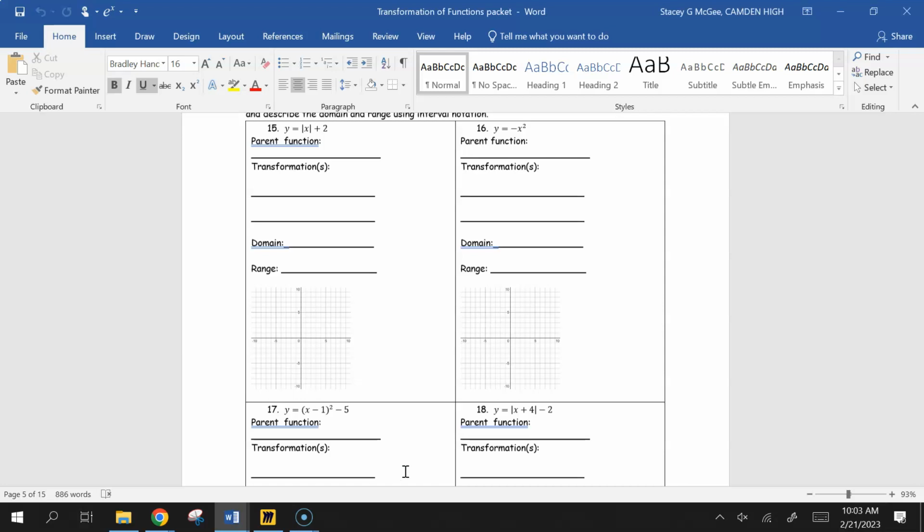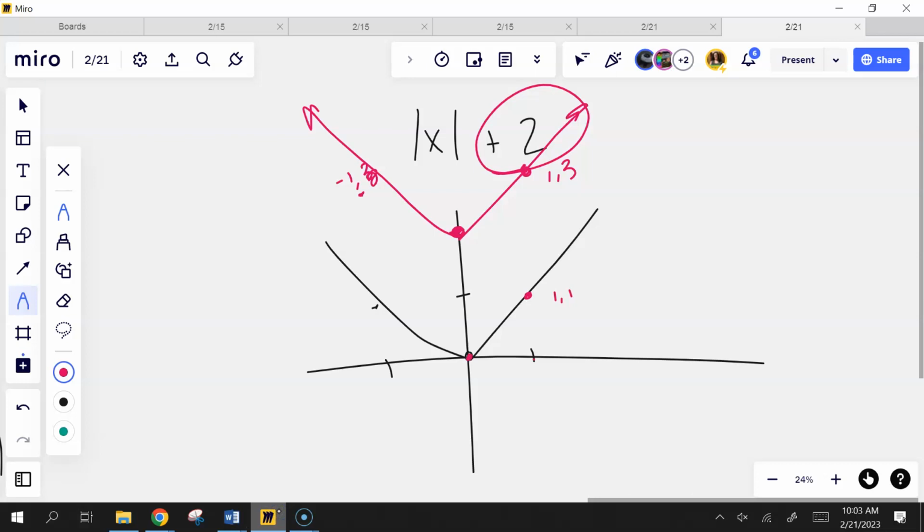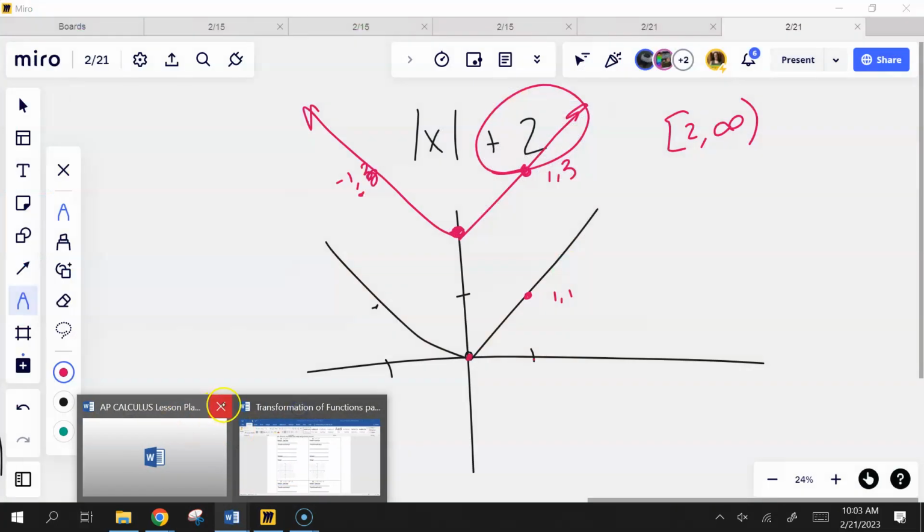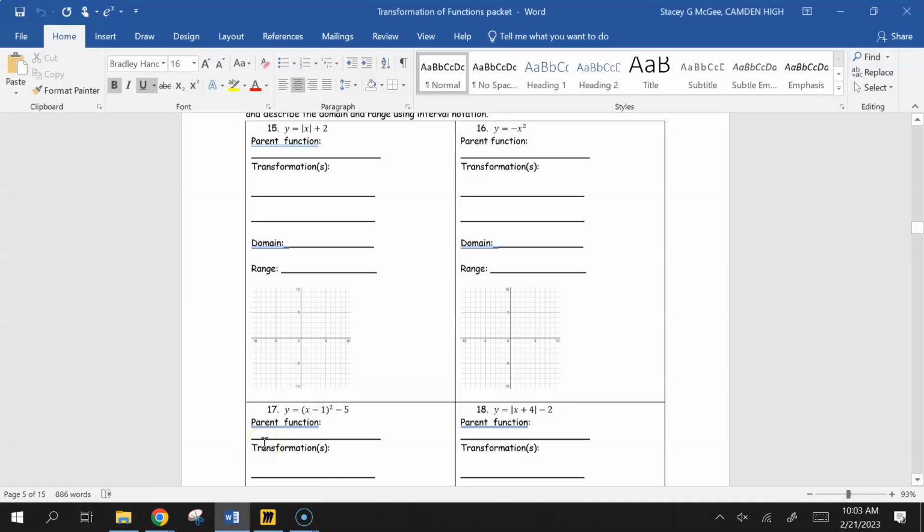So the transformation there is, of course, just up 2. What is the domain? Negative infinity to infinity. What's the range? There you go. 2 to infinity. And then you said number 16. So 16 is just a reflection over x. It's just flipped over, right? Because that negative is out front.